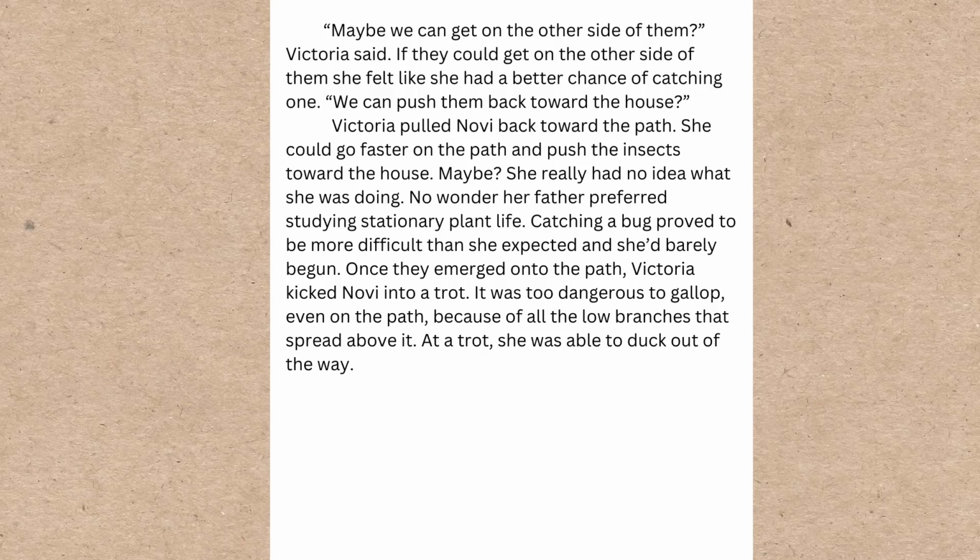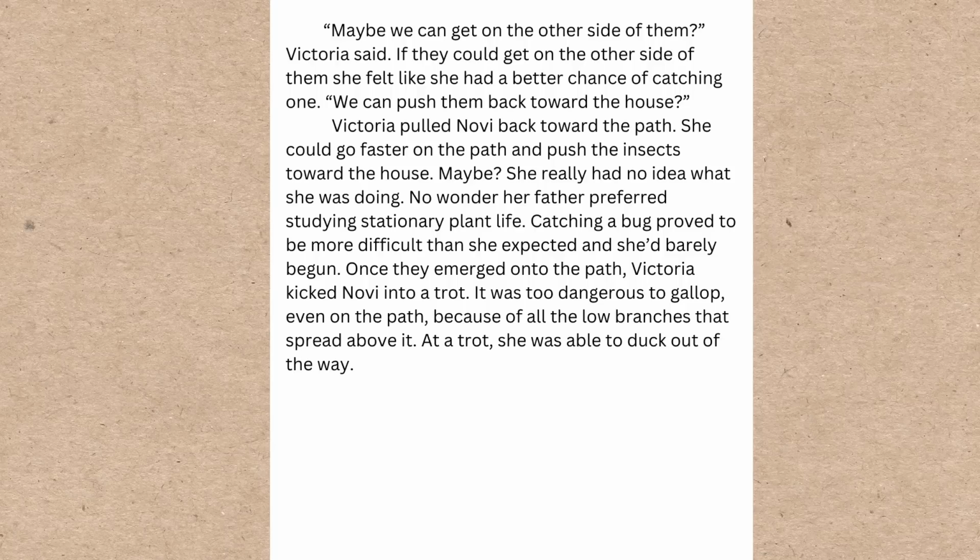Maybe we can get on the other side of them, Victoria said. If they could get on the other side of them, she felt like she had a better chance of catching one. We can push them back toward the house. Victoria pulled Novi back toward the path. She could go faster on the path and push the insects towards the house.